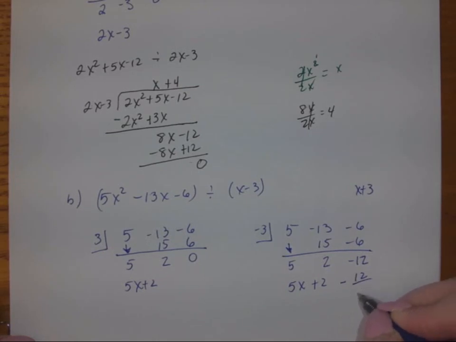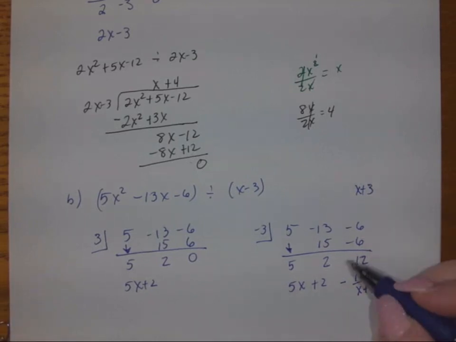Minus 12 over x plus 3, because we're using the x plus 3 in this case. Or you can put the plus here. A lot of times in the homework it'll do the plus and then you do the minus there. So either way you want to look at it. All right, let's go on to number 5.